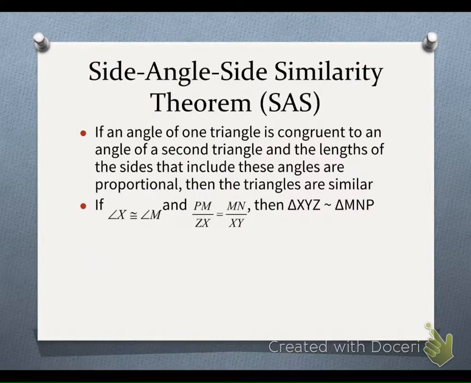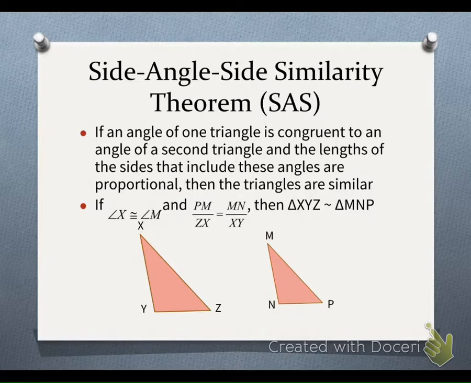Okay, so the side angle side similarity theorem. If an angle of one triangle is congruent to an angle of a second triangle, and the lengths of the sides that include these angles are proportional, then the triangles are similar. Let me try that again. When we look at this, they're saying if angle X is congruent to angle M, then the two sides that form that angle are going to be proportional. So YX would have to be proportional to NM, and XZ would have to be proportional to MP.